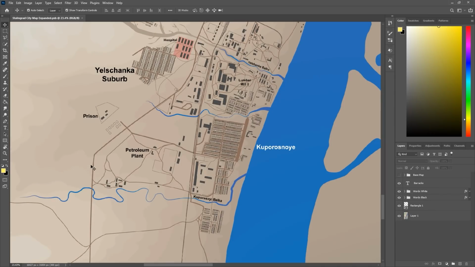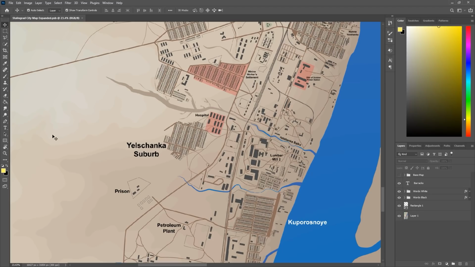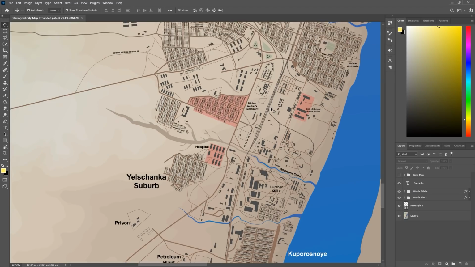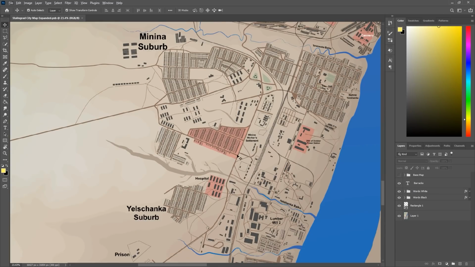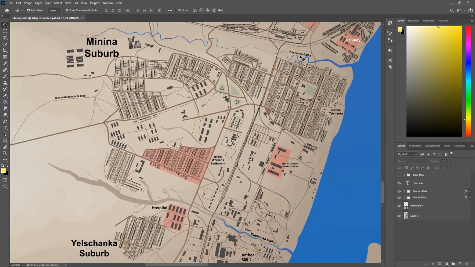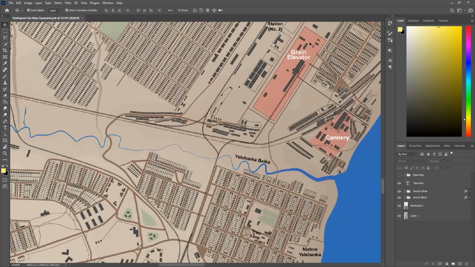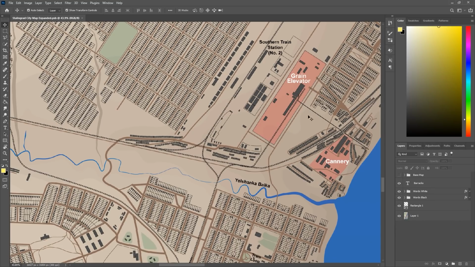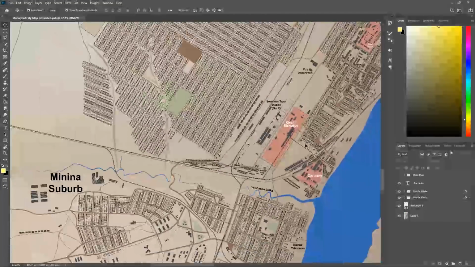This area is where 29th Motorized Division moves in. 94th Infantry moves in here. 24th Panzer moves in here through the Minina suburbs. And they're aiming for this Yelshanka Balka area, the infamous grain elevator, the one that they were firing 88mm shells at and it just didn't do anything. That's this one. We'll be getting to that.